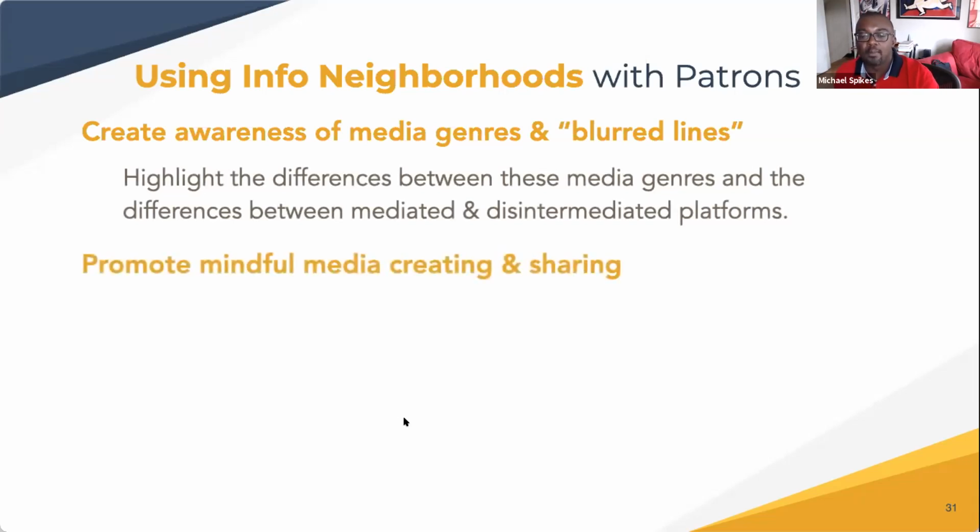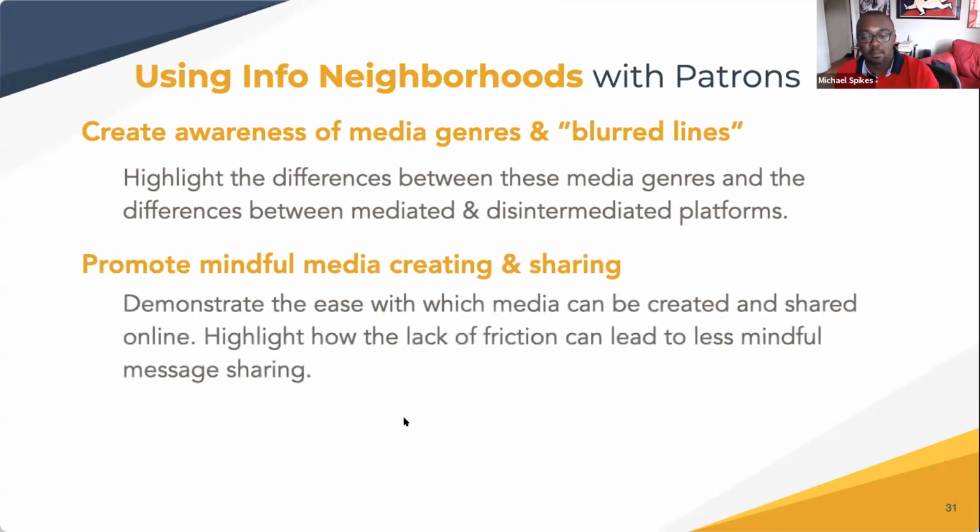We can also promote mindful media creation and sharing by sometimes demonstrating the ease by which media can be created and shared online, and highlight how this lack of friction does lead more people to use it, but can also lead to less mindful message sharing.